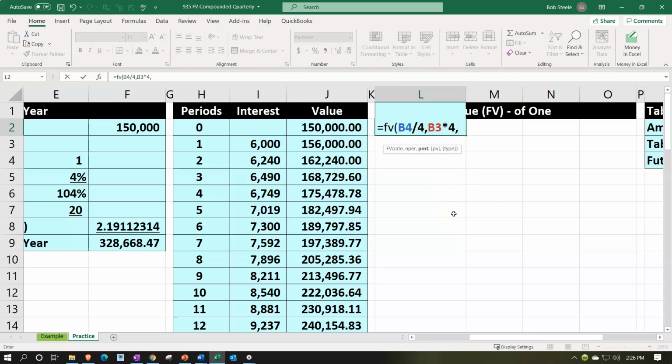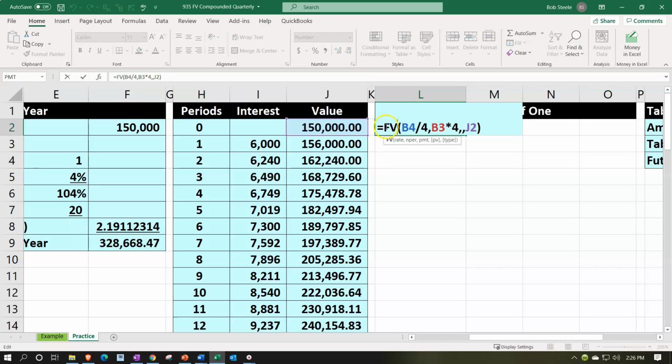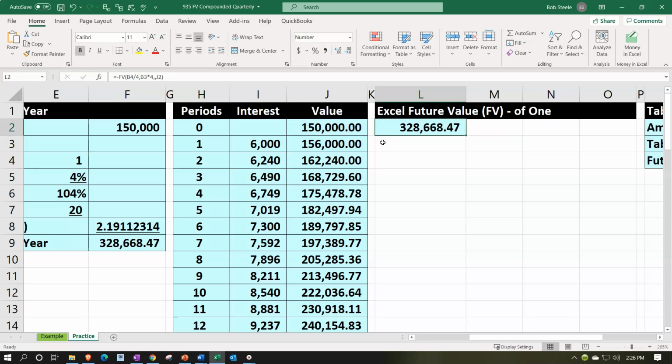And then comma, we're not going to have a payment because this is not an annuity. So I'm going to say comma again, and we need then the present value, which is the 150,000, and enter. So there we have it, and so there matches that. Let's go ahead and make it a positive number by double-clicking on it, going before the F, putting a negative there, flipping the sign, so that looks good.